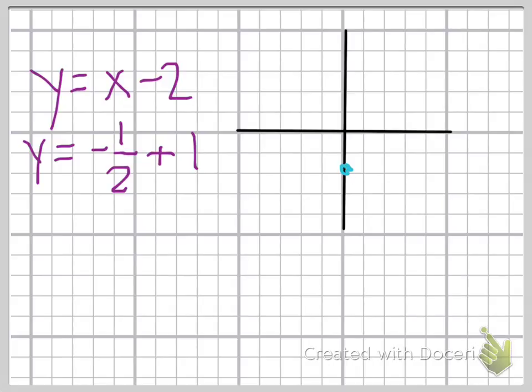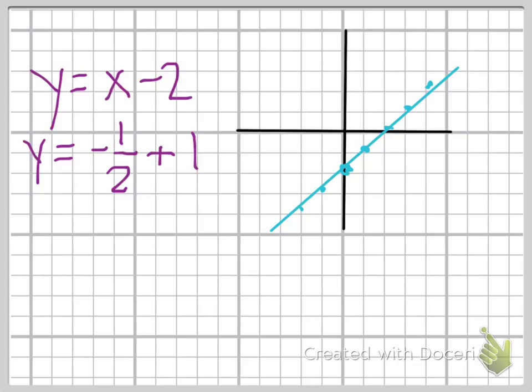And I'm going to go up 1 over 1, up 1 over 1, up 1 over 1. Keep going. Okay, now I'm going to attempt to draw a line between all the points. Great. That's pretty close.